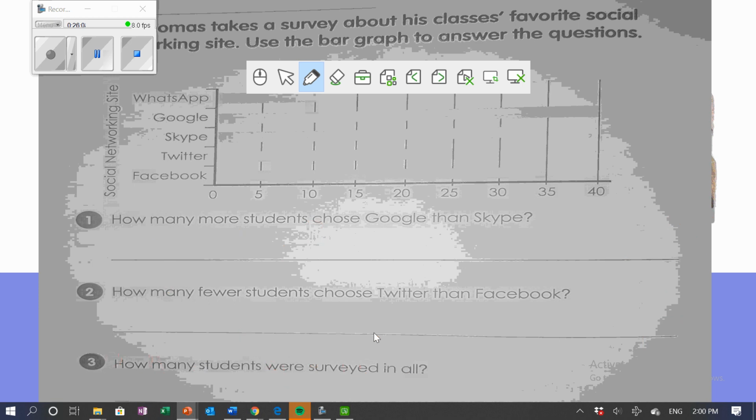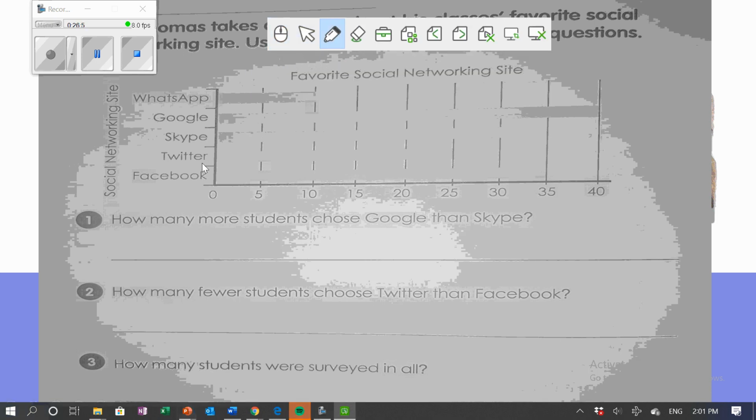Now the next, here is the question. Let's read it. Mr. Thomas takes a survey about the class's favorite social networking site. Here's the paragraph to answer the question. I have here Facebook, Twitter, Skype, Google, and WhatsApp. The title here is the favorite social network site. You can see for Facebook, 35 students love Facebook, and for Twitter it's 25 students, for Skype 30, for Google 40, for WhatsApp 10.